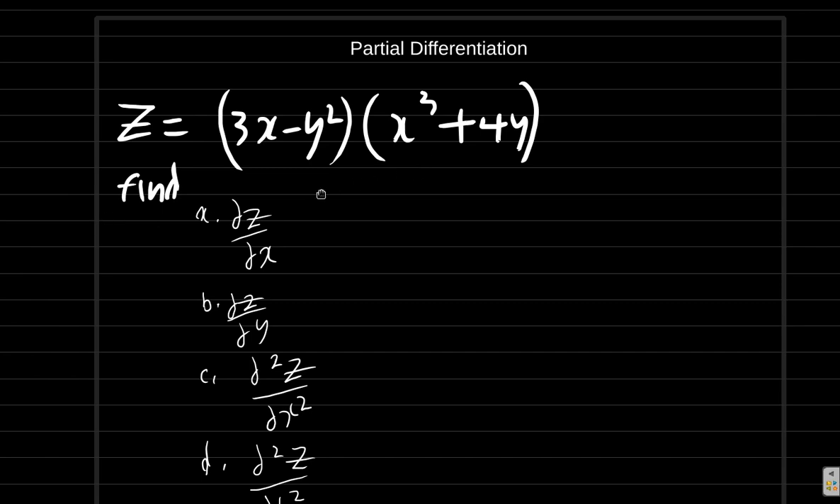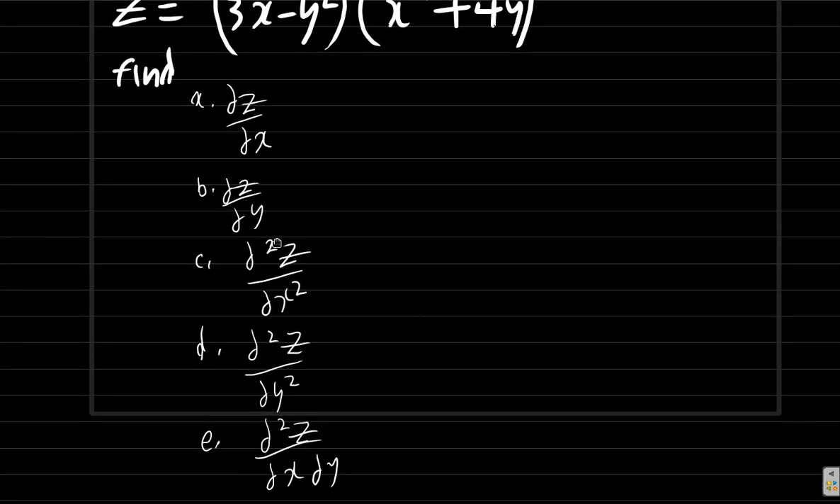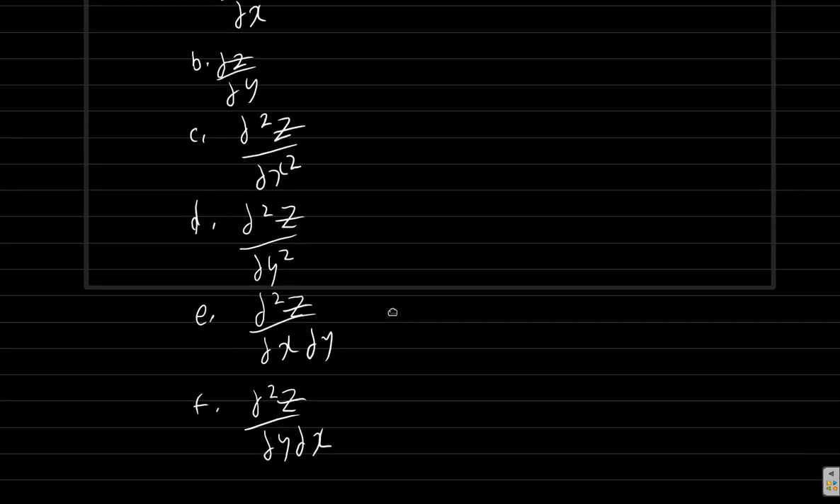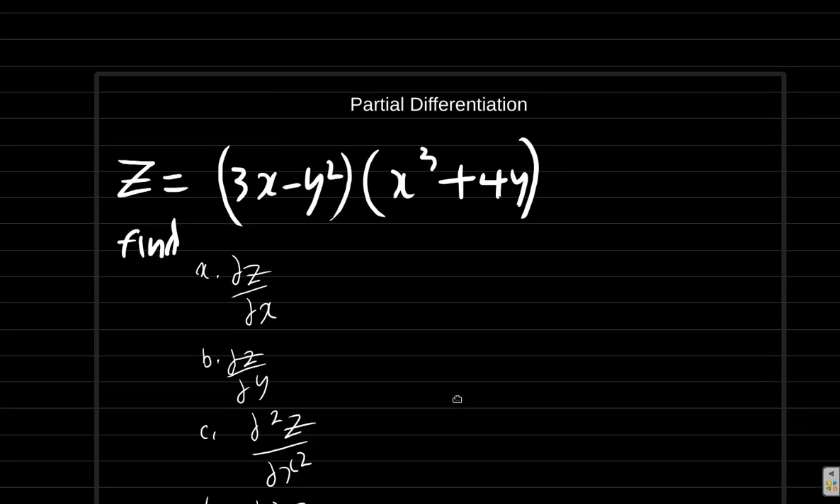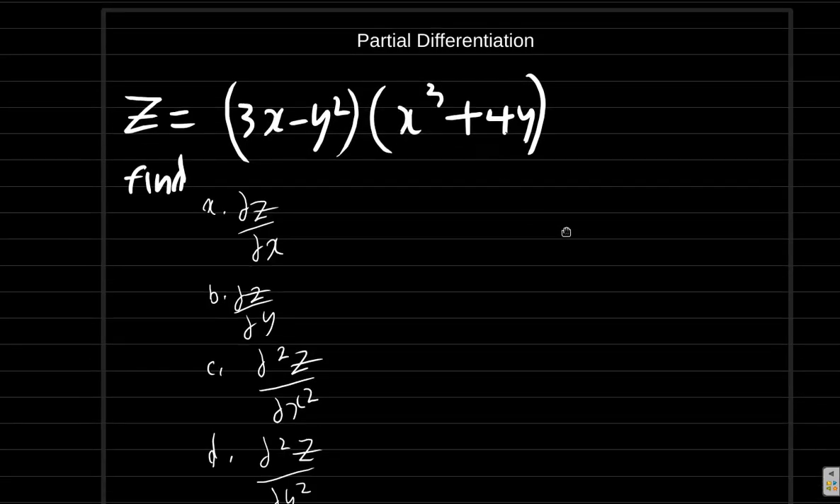the first partial derivative of z with respect to x, then z with respect to y, then the second partial derivative, delta squared z by delta x squared, then delta squared z by delta y squared, and then delta squared z by delta x delta y, as well as delta squared z by delta y delta x. And if you do everything right, these two last ones should be equal. They will be equal if you do everything okay. Alright, so go ahead.